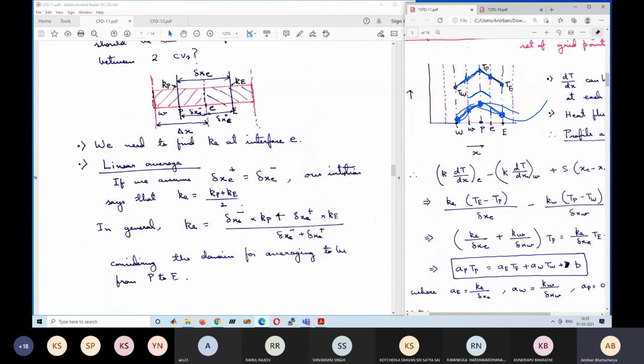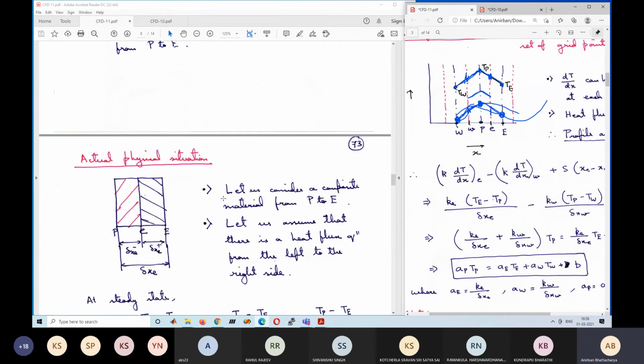Is it clear to everyone? Can you find a problem with this approach? Can you think of some problem with this approach? Okay, let us continue and we will see what the problem is. Although it looks like this should be the correct approach, actually this is not the correct approach. We will see what the correct approach is.